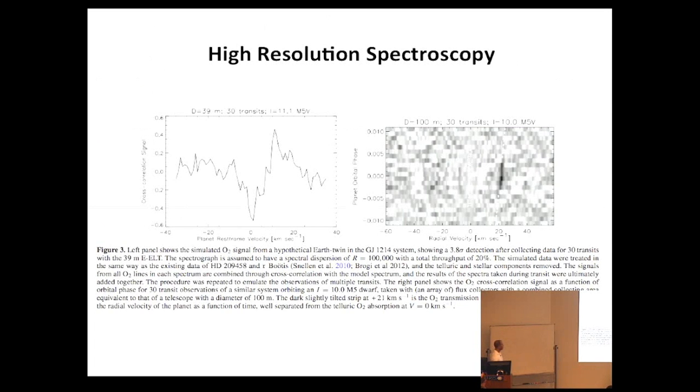I'm showing here figures from simulations from one of Ignas's papers looking at the possibility of seeing molecular oxygen in the atmosphere of a habitable planet by stacking a ton of transits. But still, this is the E-ELT, 30 transits. But the point here is that using these high-resolution techniques, we've been able to see water and methane and CO from the ground in hot planets. As the telescopes get bigger, we may be able to push to smaller planets and maybe even habitable zone planets.